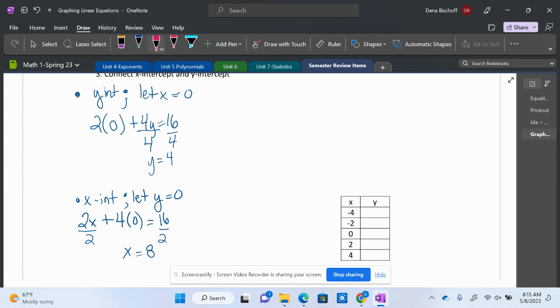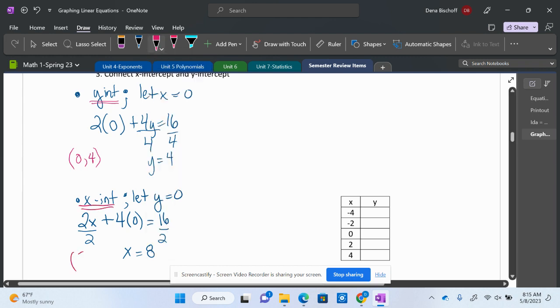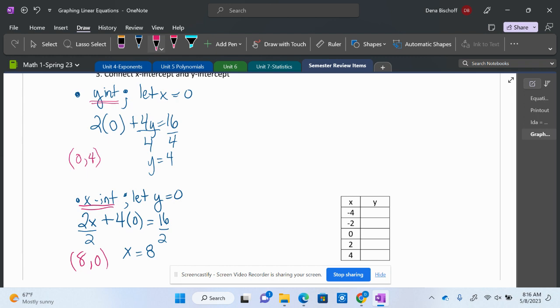So for the first one, to find the y-intercept, we let x equal 0. So that's the ordered pair 0, 4. And to find the x-intercept, we let y equal 0. So that's the ordered pair 8, 0. So I'm going to scroll down to that graph, and I'm going to graph my intercepts.